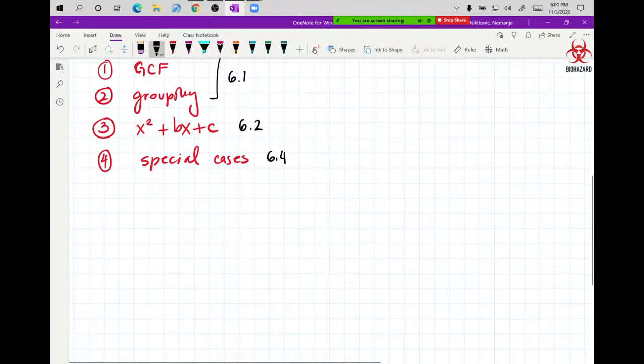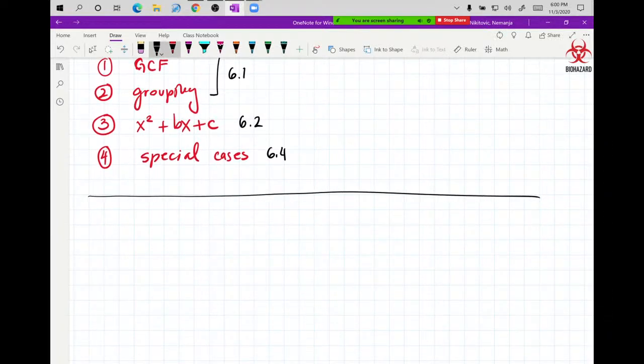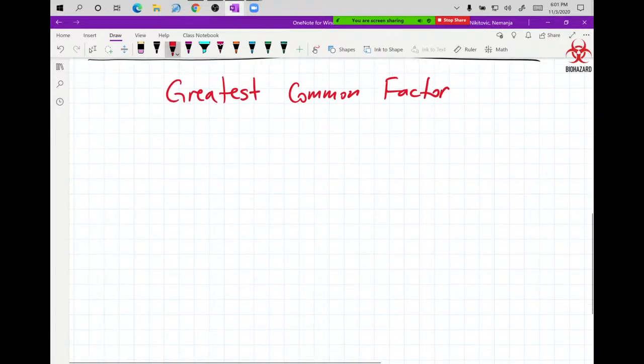All right, so we are now hopefully ready to talk about greatest common factor. This is our title. As I said, 6.1 will contain greatest common factor, and it will also contain factoring by grouping. So to start off, greatest common factor is the most important factoring technique. It's most frequent as well, and you should always look for it first before you consider any other factoring technique.